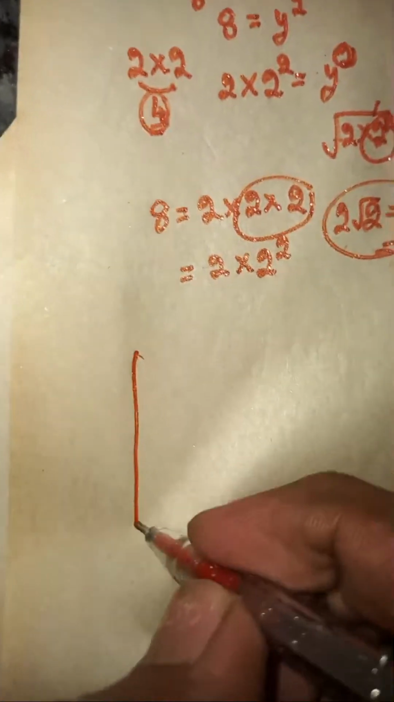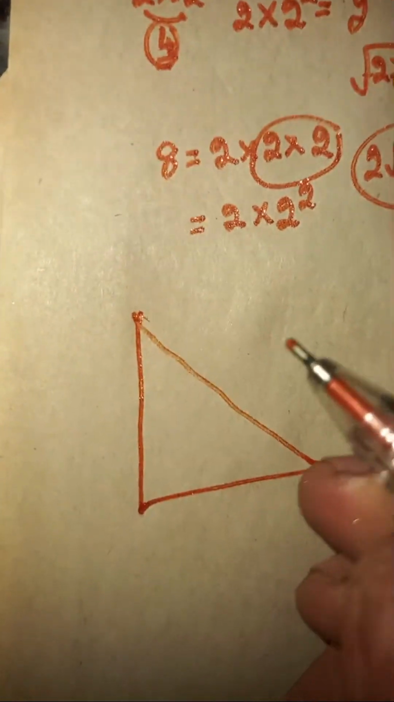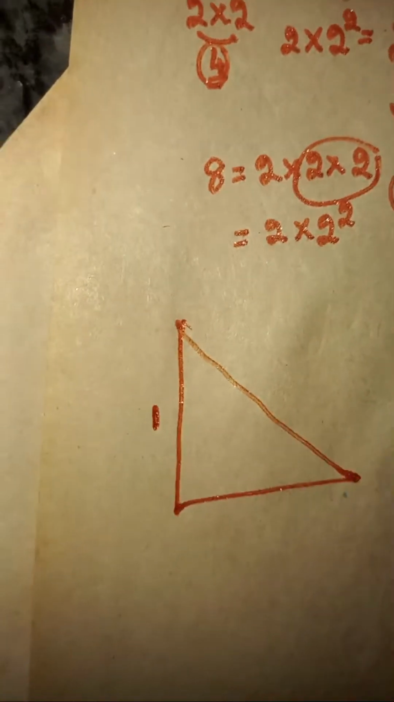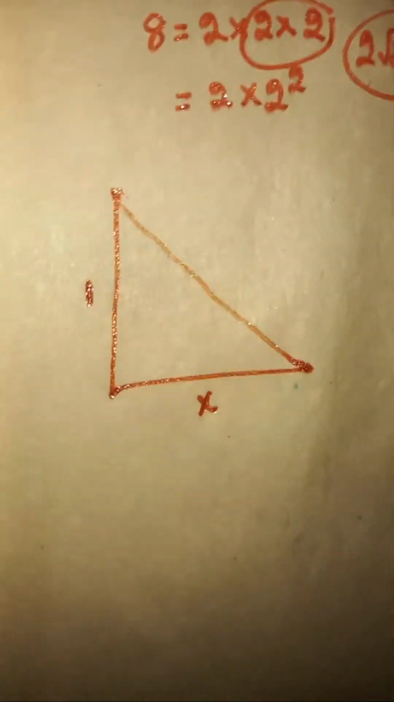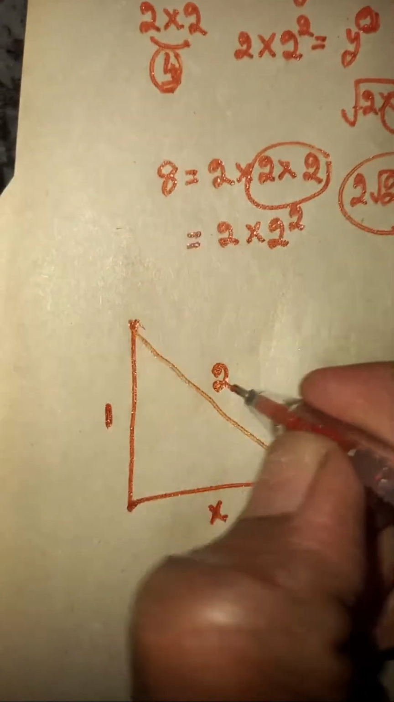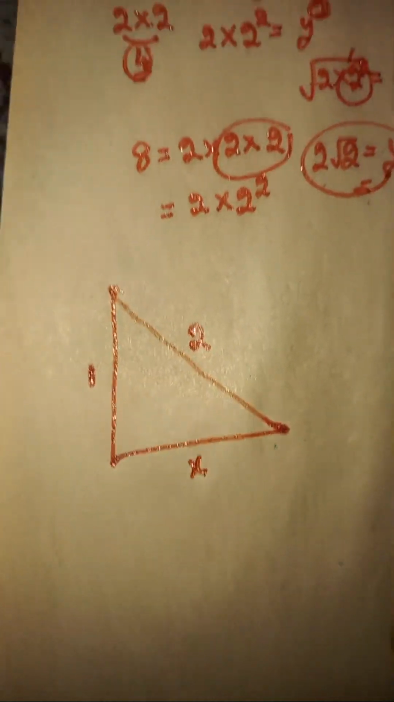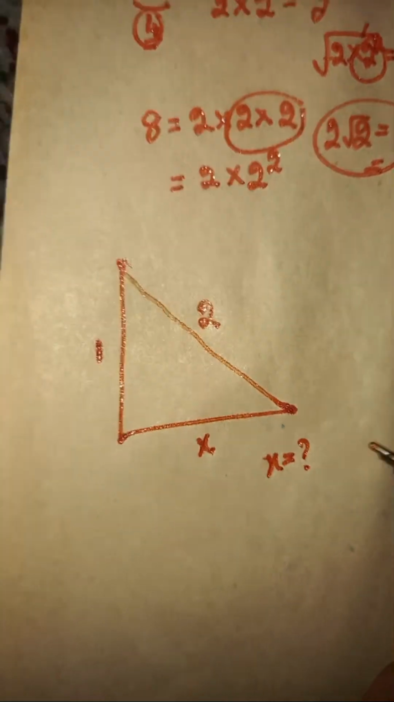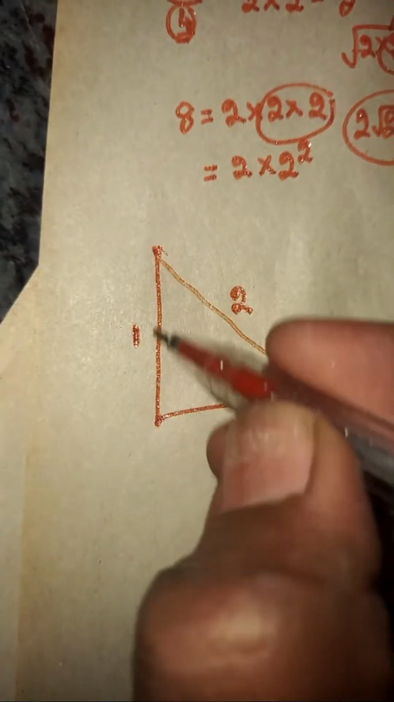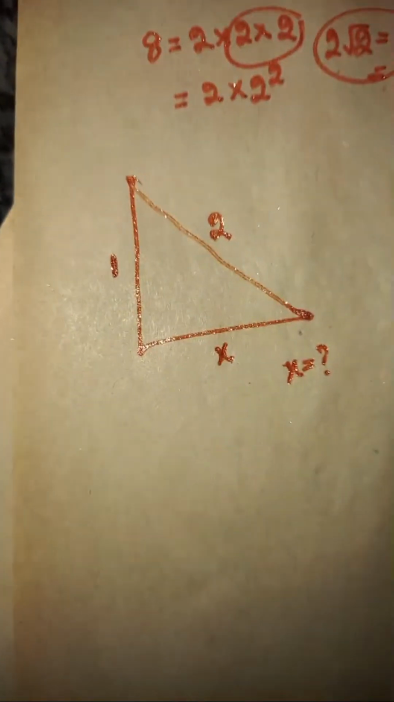Let's find another one. Here they are giving the hypotenuse and a side. You need to find out what the side is. That is, this side length is 1 unit, this side length is x units, and this side length is 2 units. You need to find out what x is. Let's do it the same way. This side length square becomes 1 square.